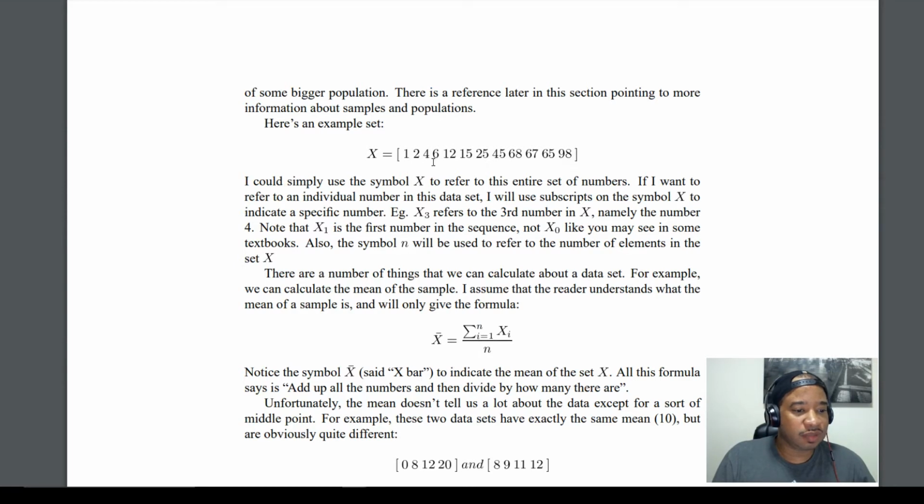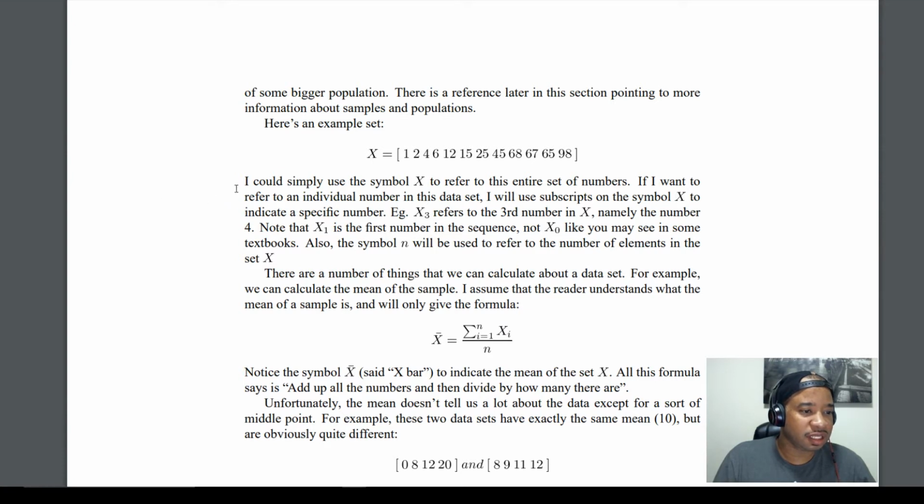Well, I really wish they would have used commas to separate the values because it looks like a huge number. Actually, it looks like 1, 2, but if you look even closer, it's 1, 2, 4, 6, 12, 15, 25, 45, 68, 67, 65, and 98. They are not in order because of the 68, 67, and 65, but we almost had order. But there are a bunch of different values in there.